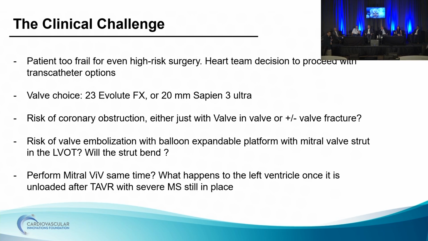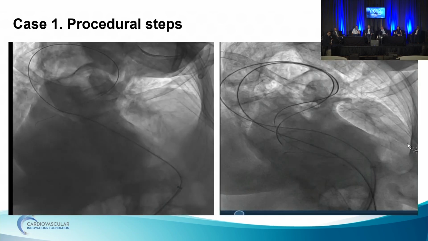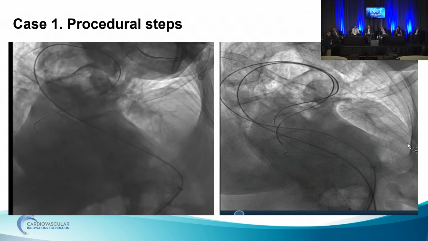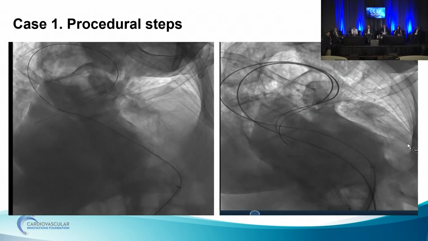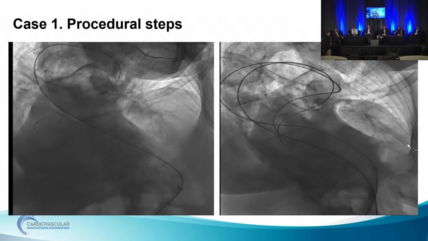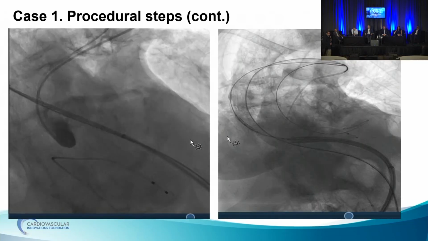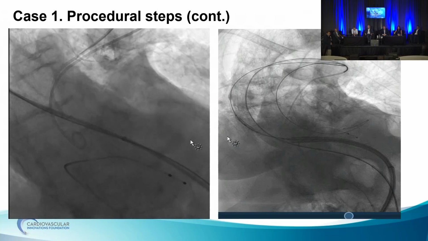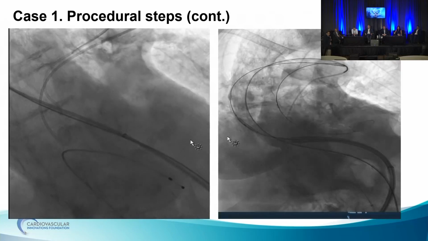Awesome. We'll go back. We'll go forward. So first case, after careful discussion, we decided to proceed with a 26 Sapien, as Jamie mentioned, from the transfemoral approach. And this is how it looked in the first few images. You can see she's propped up still. You can see her head in the fluoroscopy images. And this is the buddy Lunderquist wire through the left groin to get the pigtail down to the bottom of the cusp. And this is the coplanar angiogram or aortogram, and then this is as the sheath went in.